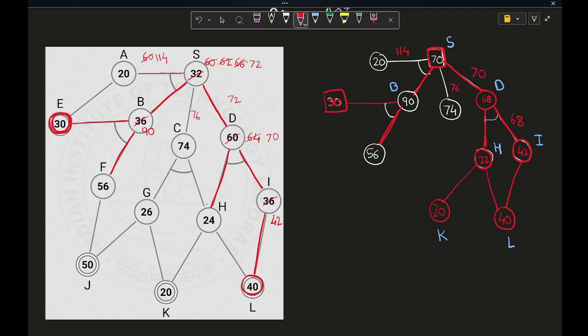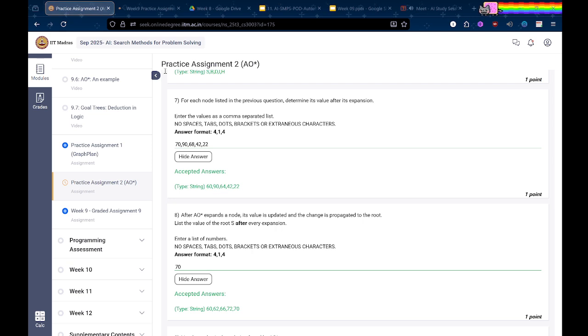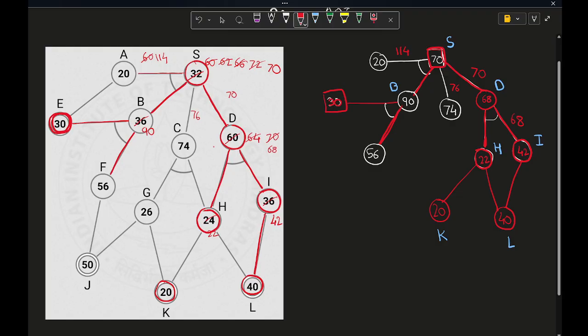Yeah, but now that we come here, we expand this, it becomes 22. This value drops down to 68 and this value becomes 70. And at the same time this entire thing was solved, because of this was solved, because of this was solved. Now I think the question was asking the first expanded value of every node in the path.